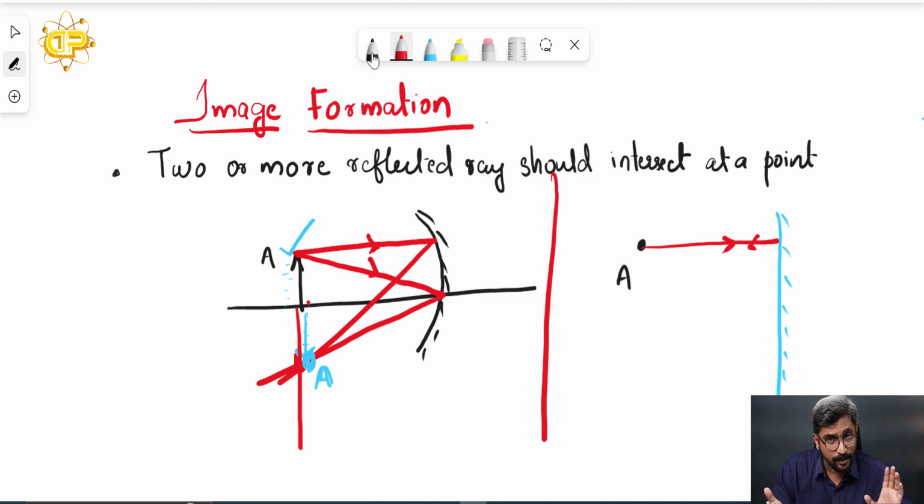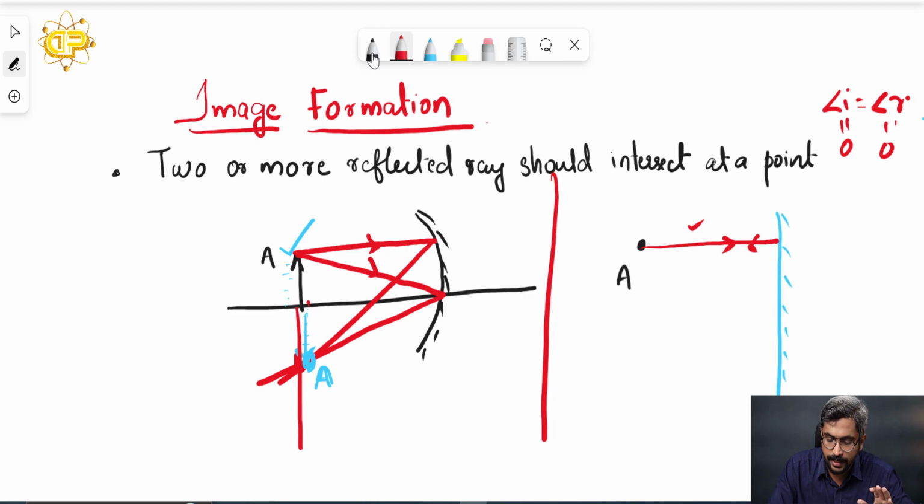For those who haven't seen the previous class video, please go and check it and then come back. There you can see that by the law of reflection, angle I is equal to angle R. Here, angle I is equal to 0, so angle R should also be 0. That's why it is bouncing back.